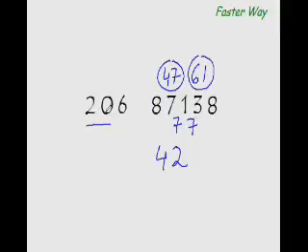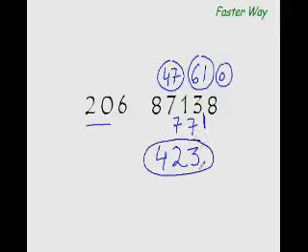Now 20 how many times will go into 61? 20 3 times is 60. So remainder is 1. Now our new dividend would be 18 minus 6 times 3, which is again 18. So 18 minus 18 is 0. Moment you have 0 here, you know that this is your answer. So the answer is 423.